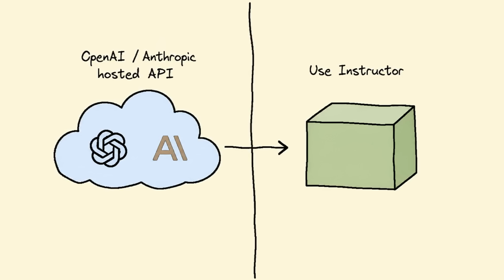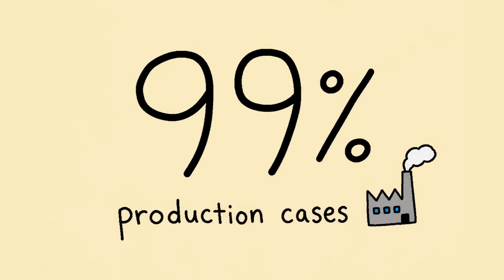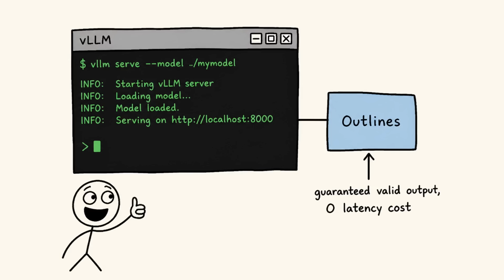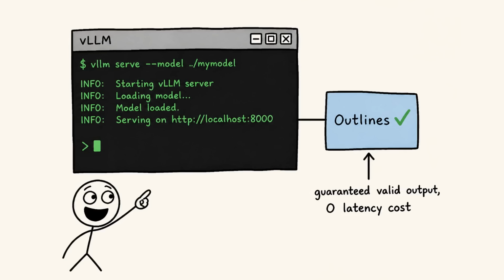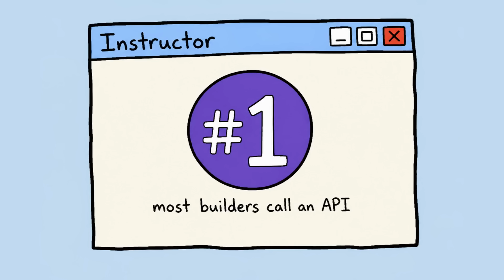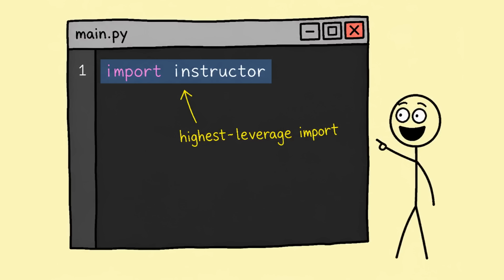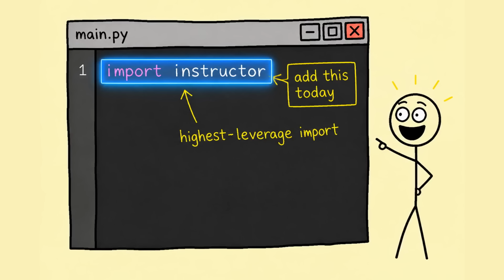So the decision's clean. Calling a hosted API like OpenAI or Anthropic? Use Instructor, because post hoc validation with retries is the only option you've got, and it covers 99% of production cases. Serving your own open model on vLLM and you want a mathematical guarantee at zero latency cost? Use Outlines. Most builders are calling an API, which is exactly why Instructor's number one. It's the highest leverage import you can add to an LLM project today.